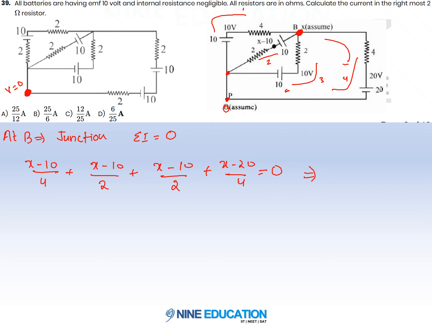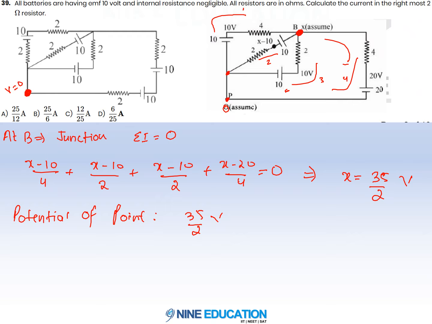On equating this equation, we will get x equals 35 by 3 volt. So what is x? x is the potential of point B. Potential of point B is 35 by 2 volt. Now apply KVL from point B to point P.